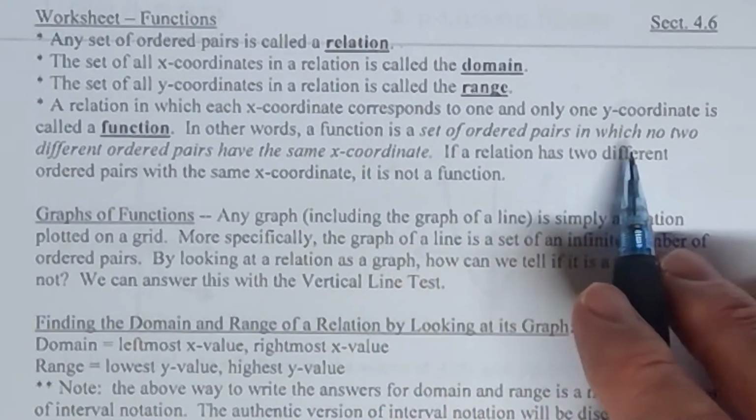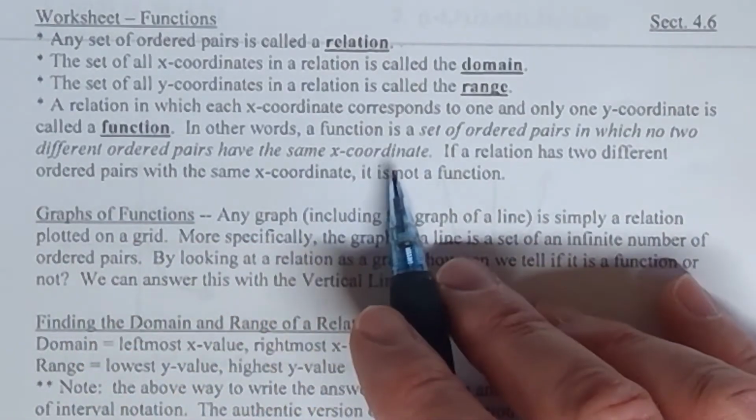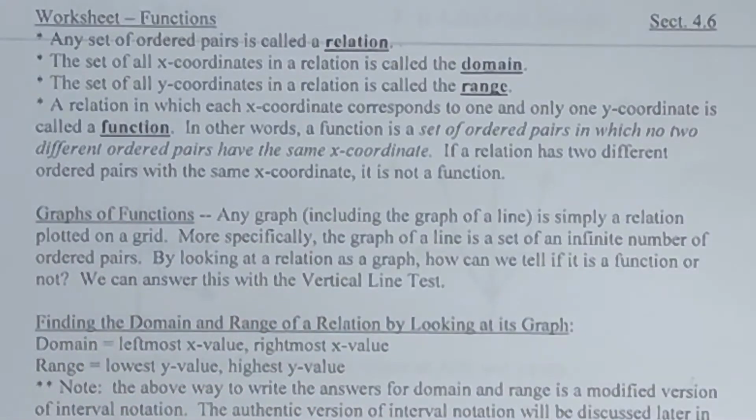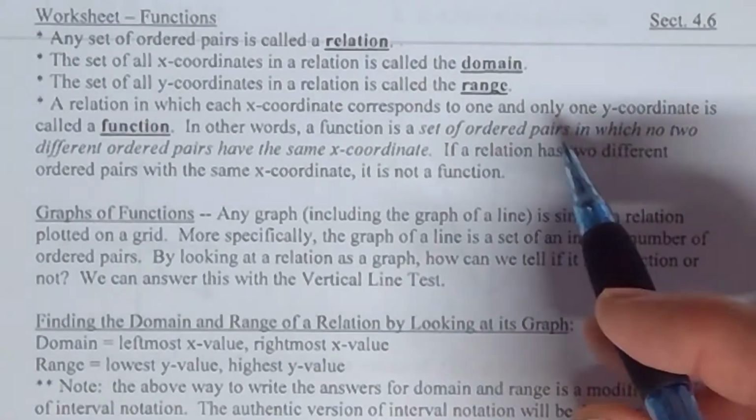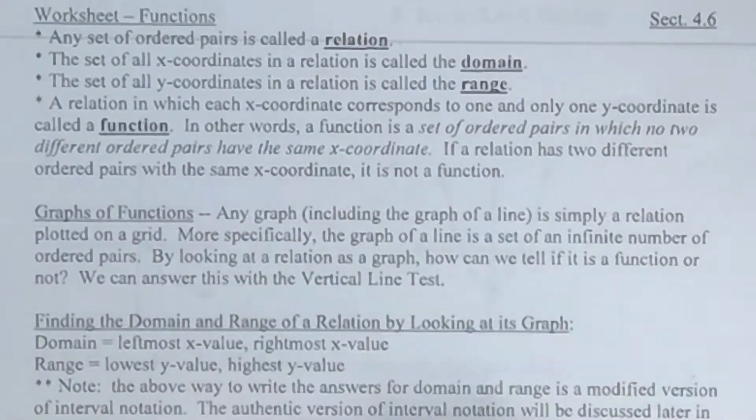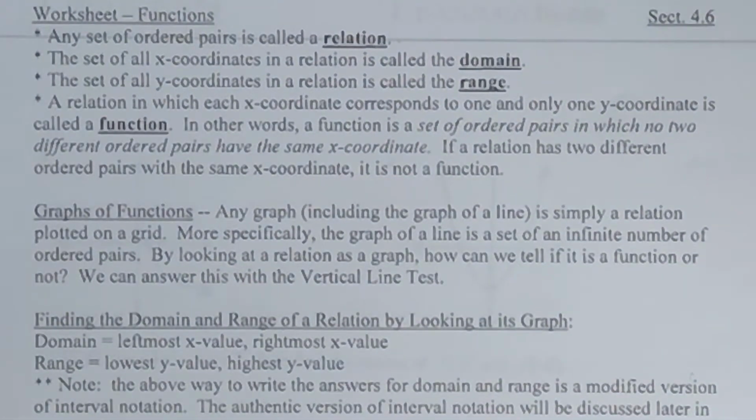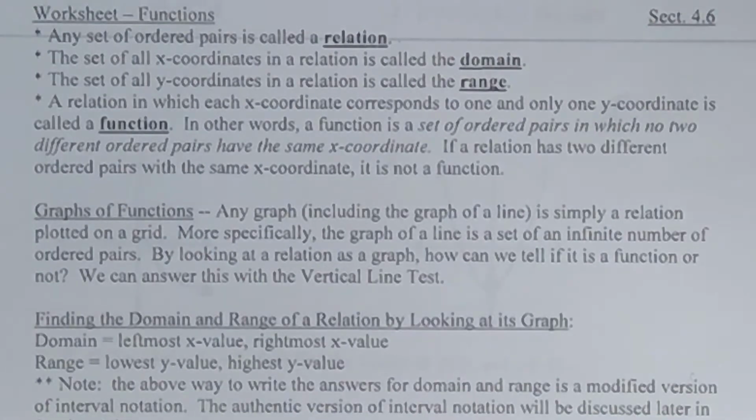In other words, a function is what? It is a set of ordered pairs in which no 2 different ordered pairs have the same x. Okay. If a relation has 2 different ordered pairs that have the same x, it's not a function. Okay, if all the x's are different, then it is a function.